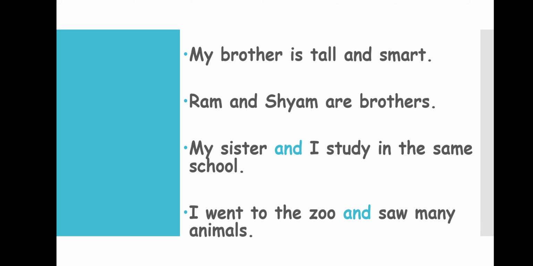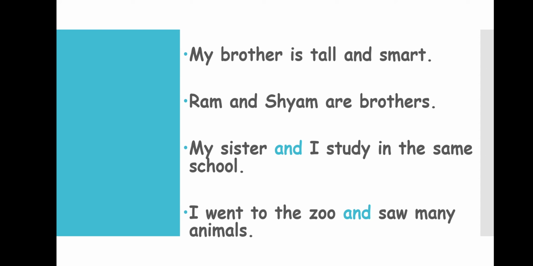The next one. Ram and Shyam are brothers. In this sentence, we have two nouns or two names. Ram is a noun, Shyam is a noun. So we have joined these two nouns by adding and. Ram and Shyam are brothers.